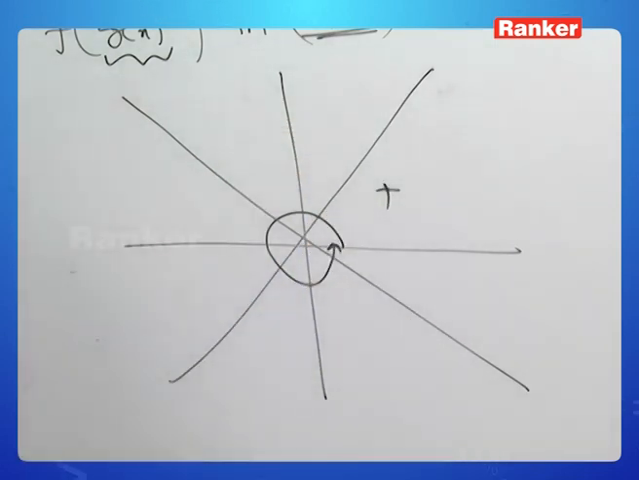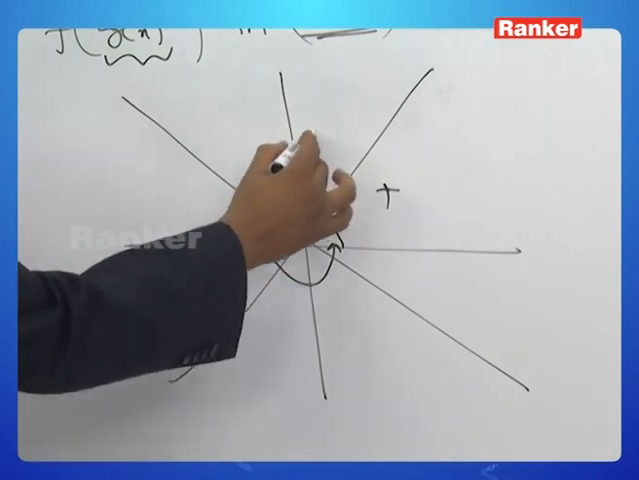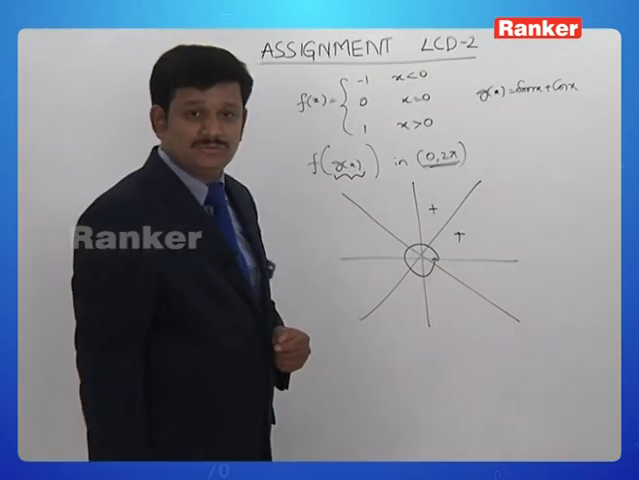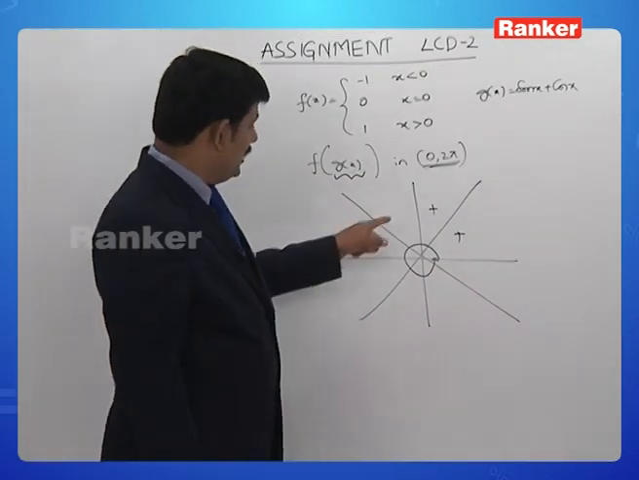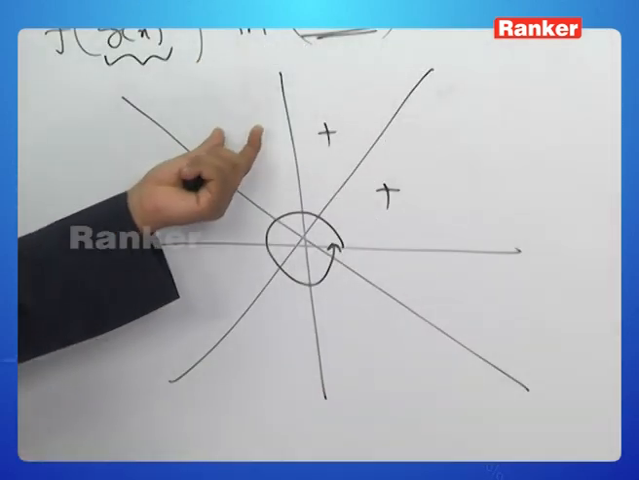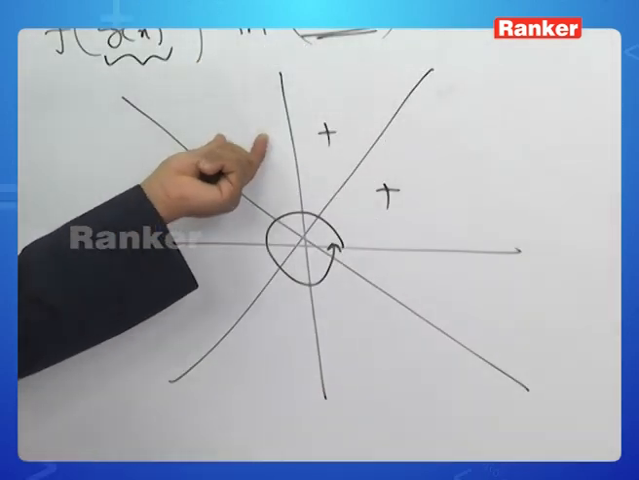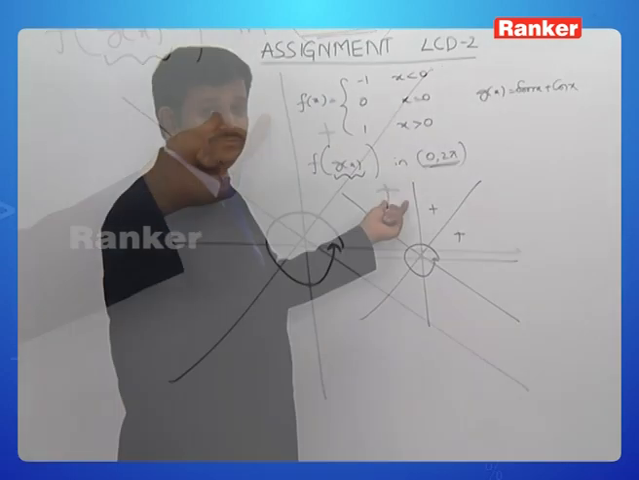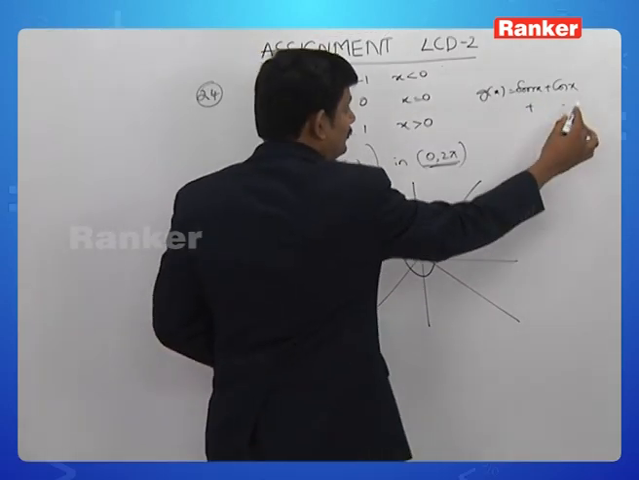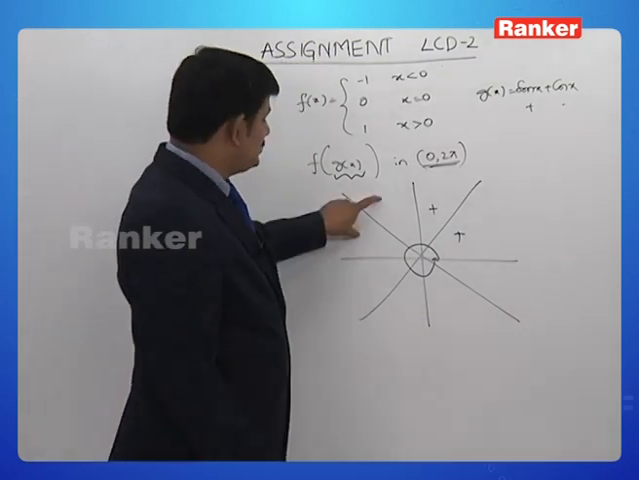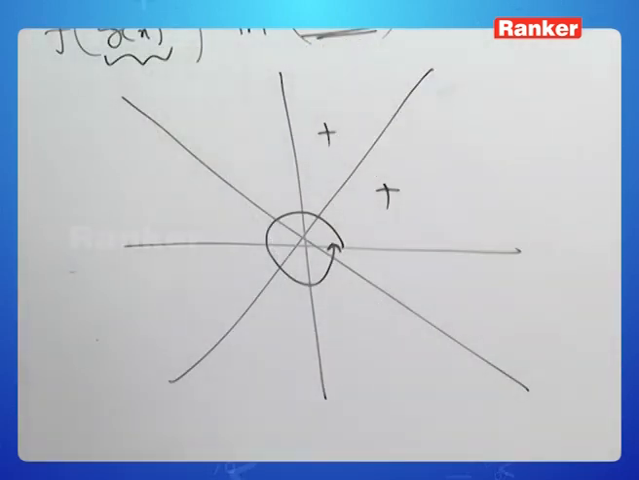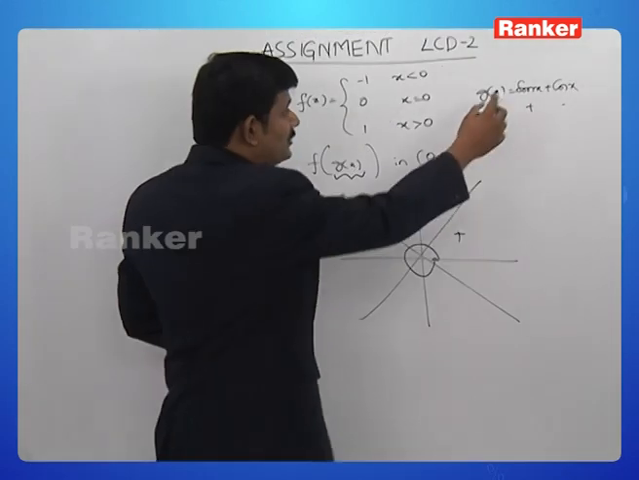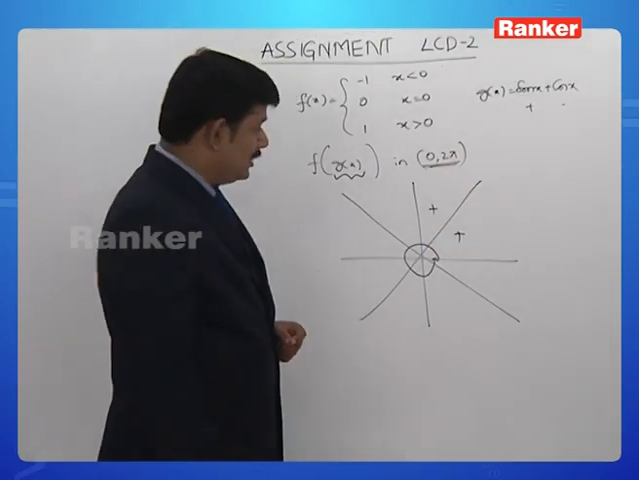And also in the second octant, sin x is positive, cos x is positive, so sin x plus cos x will be positive. In the third octant, sin x is positive, cos x is negative. This is the second quadrant. Sin x is positive and cos x is negative. So, the sum in the second quadrant could be positive or negative depending on whether the magnitude of sin x is more or the magnitude of cos x is more.